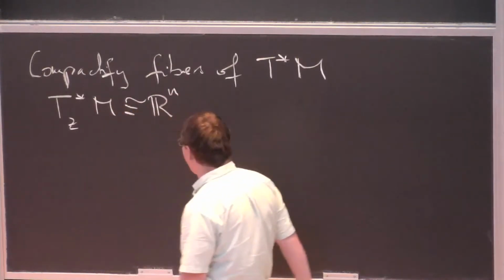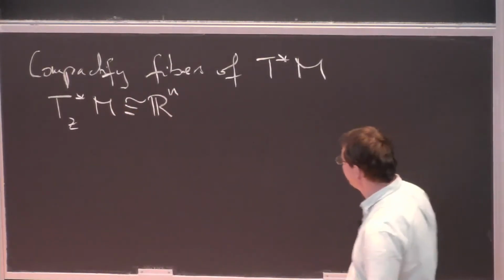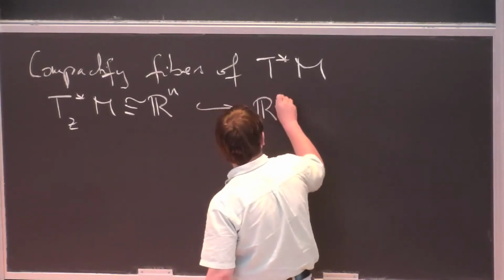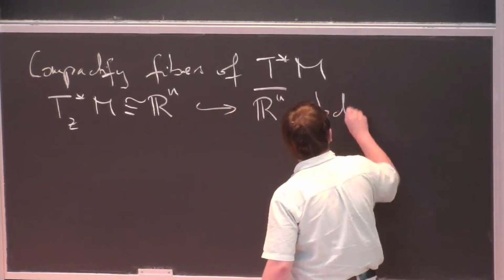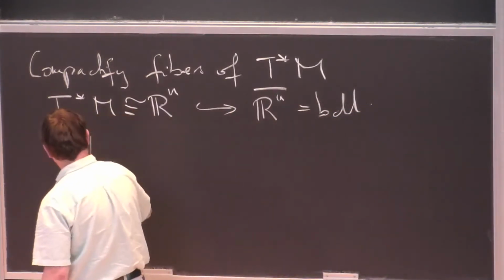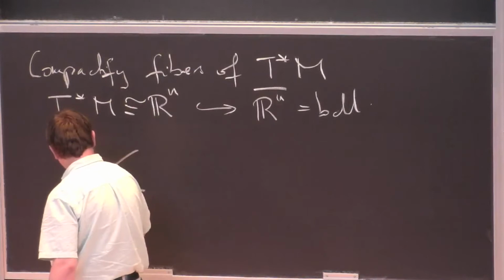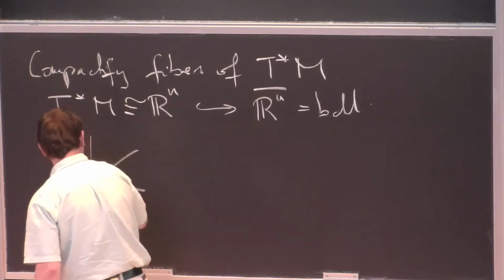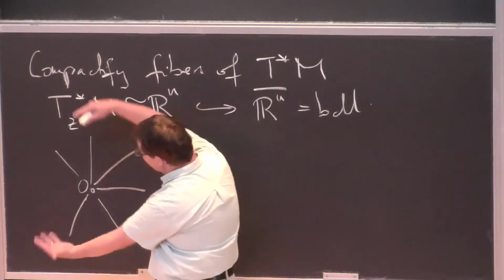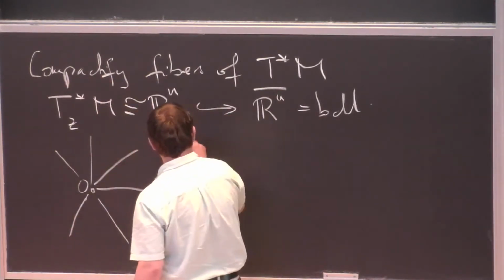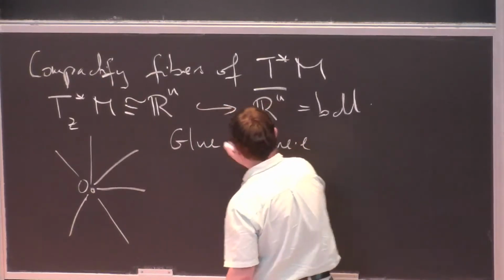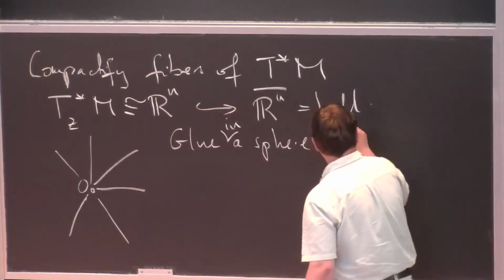So I have R^n, and what I want to do is send them into a ball. So this is going to be a ball. And how do you do this? Well, here's my R^n. So these are the dilation orbits. This is the origin. I have all these dilation orbits. And what I want to really do is to distinguish them. So I want to glue a big sphere at infinity.